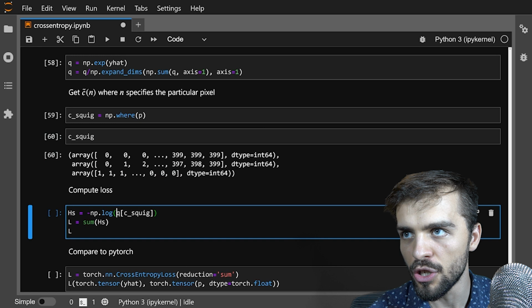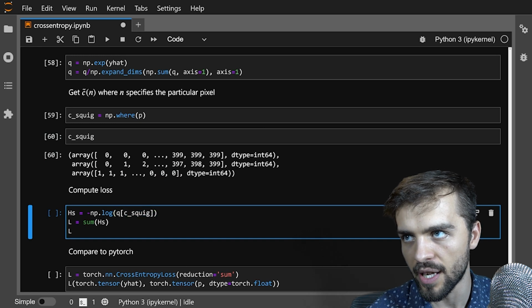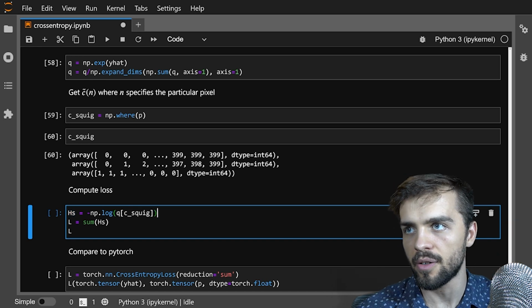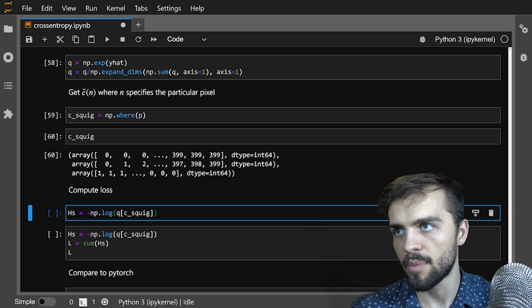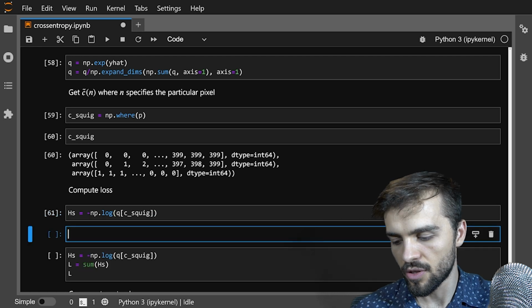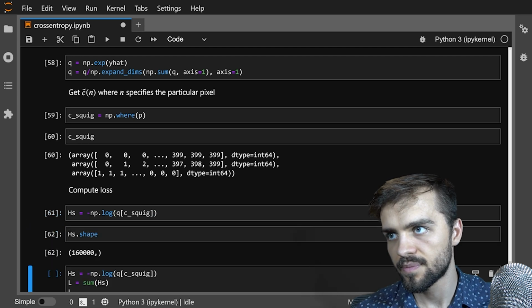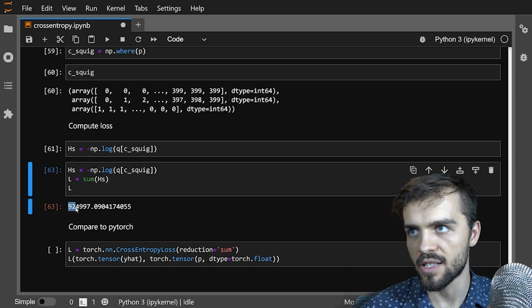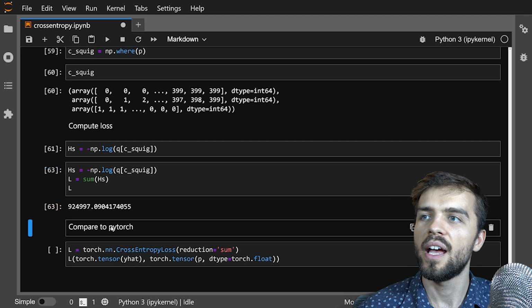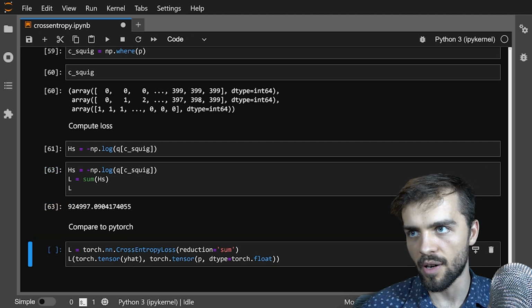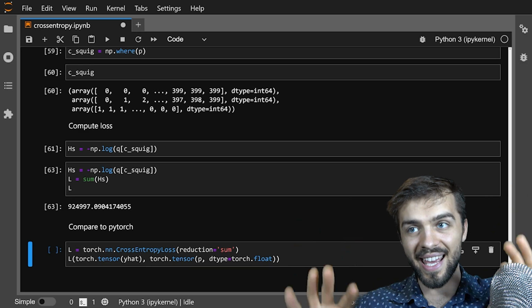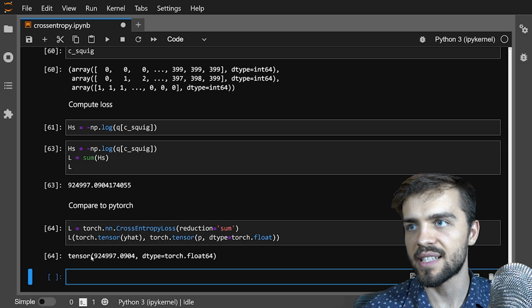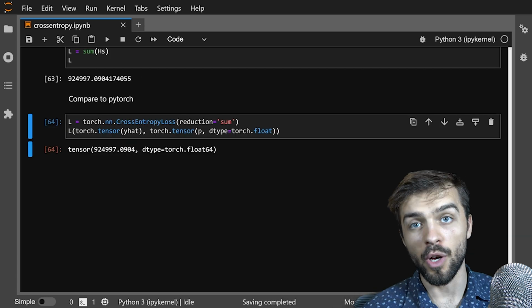Then I can index Q using C squiggle, like I did before, to get my different H's. There's going to be 400 times 400 different H's now, and I can show you that. So here I compute my H's. There should be 160,000 different H's, and I sum them together to get my loss. And this is my loss, and it's a very large value. Again, I can compare this to PyTorch. Here I'm taking in, remember, y hat is an image, and P is also an image here, and I get the same loss function.